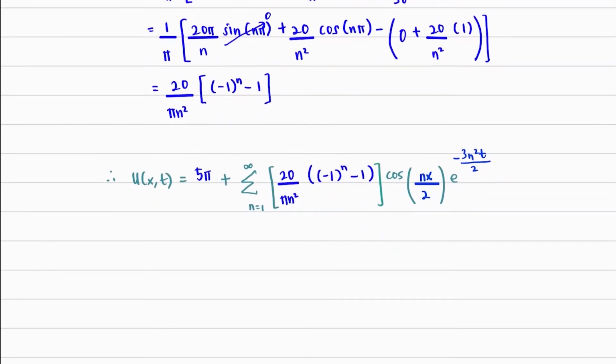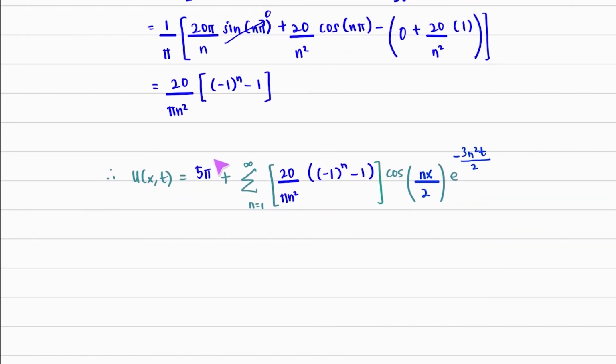Hence, u(x,t) is equal to A naught, which is 5 pi, plus summation n from 1 to infinity, this is the value of an that we had obtained earlier, cos nx divided by 2 exponent negative 3 n squared t divided by 2.